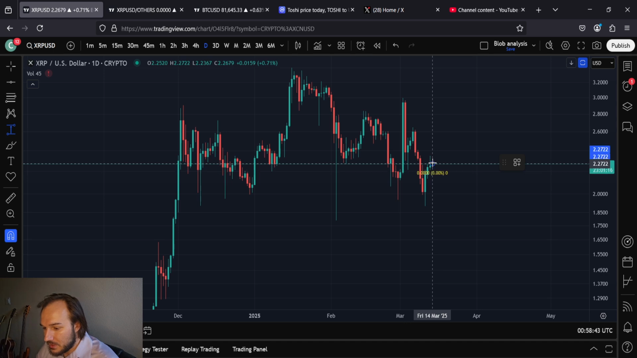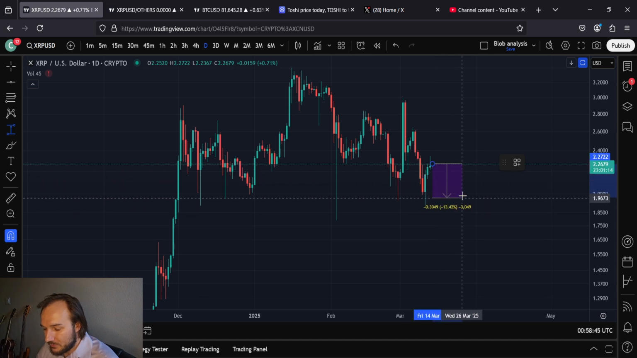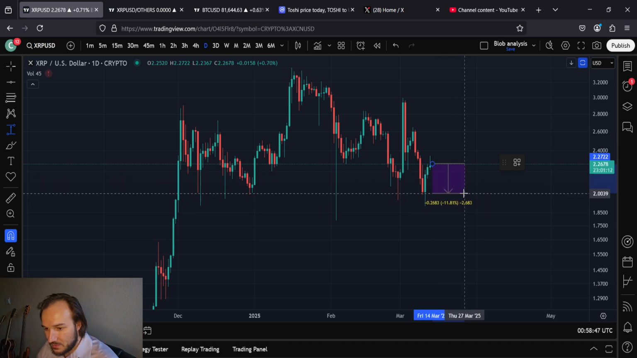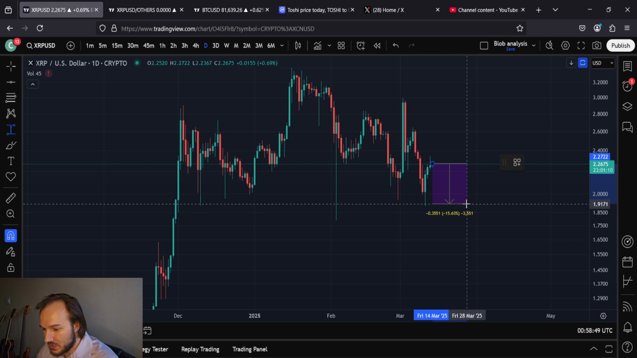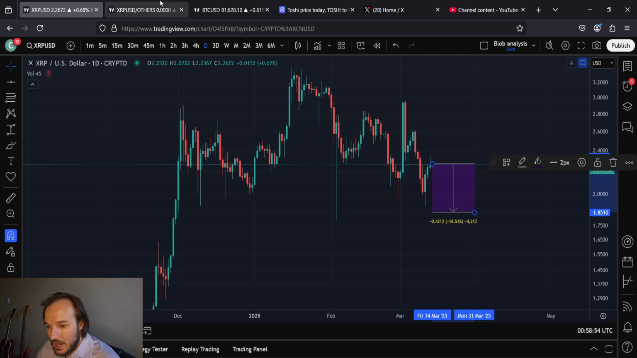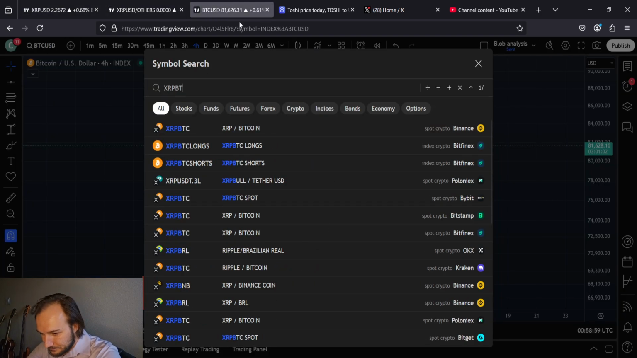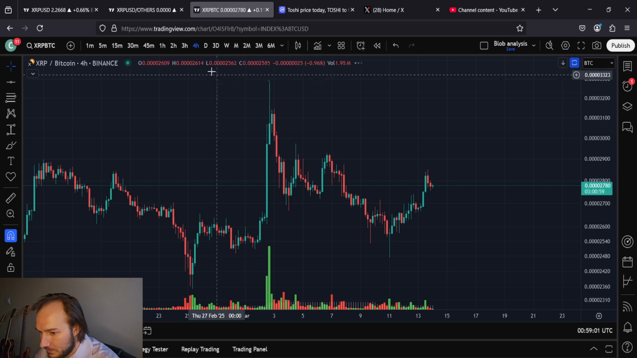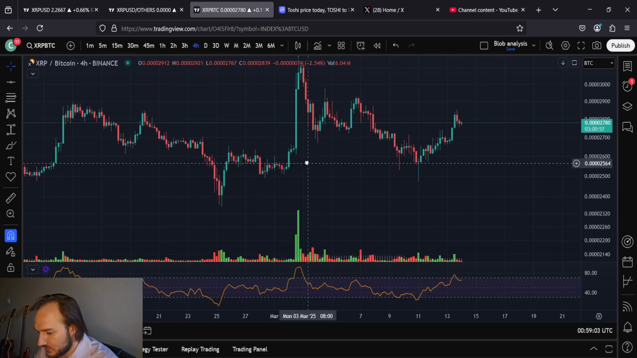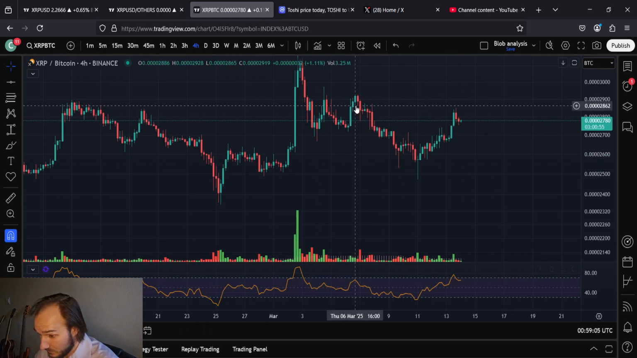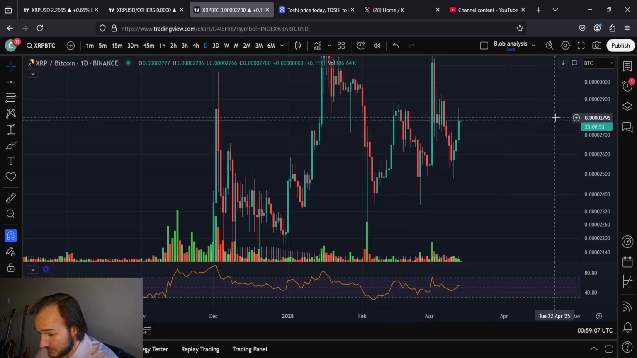For XRP, I would assume we drop anything from about 11%, tit for tat with Bitcoin, 11 to 12%, to maybe we go down to this low at about a 16% drop or even just below there. I would think if we look at XRP versus BTC, if we can compare it here, we can get a better estimate of that. And I know I did this yesterday, but I'm forgetting. XRP versus BTC looks pretty damn bullish, actually.